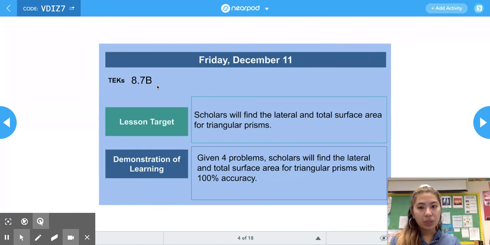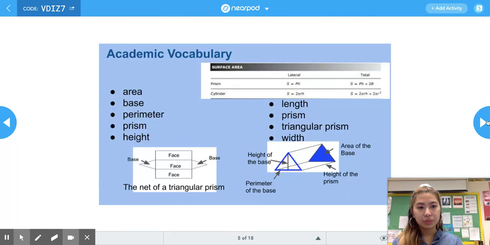Our TEK for today is 8.7b. Our lesson target is scholars will find the lateral and total surface area for triangular prisms. And our DOL is given 4 problems, scholars will find the lateral and total surface area for triangular prisms with 100% accuracy.